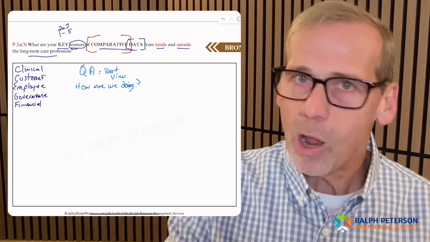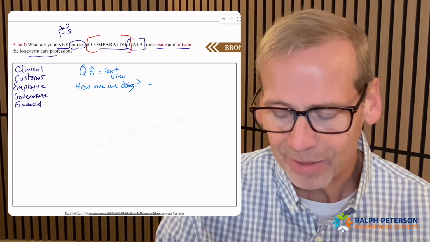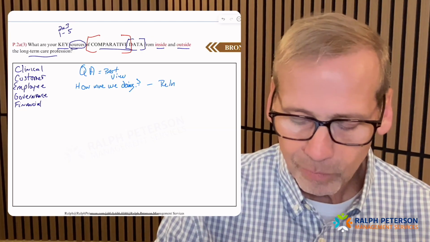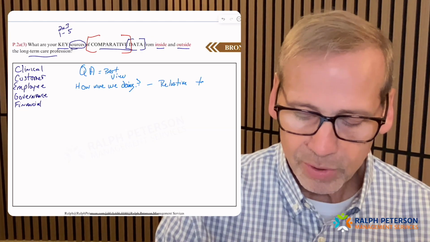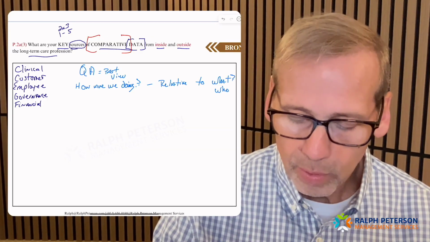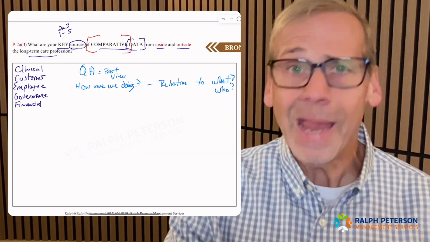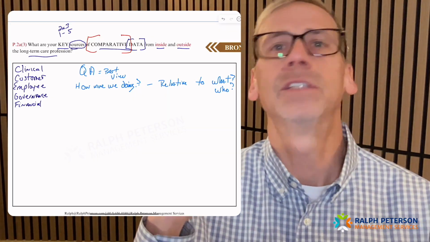When you're asking how are we doing, we want to always put it into context, saying, well, relative to what or who? What do you mean, how are we doing? Compared to what? Compared to who?